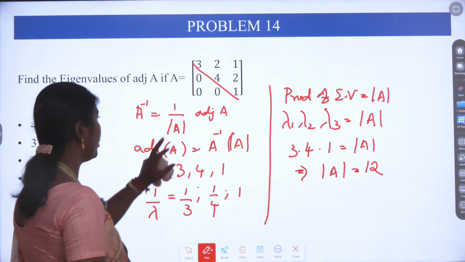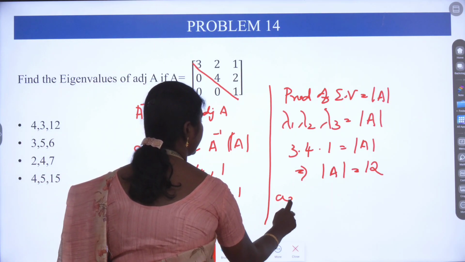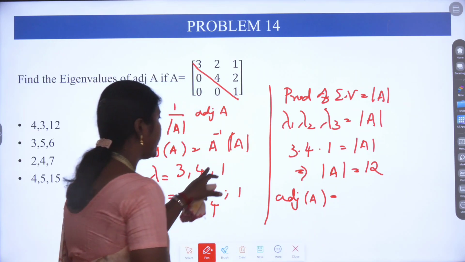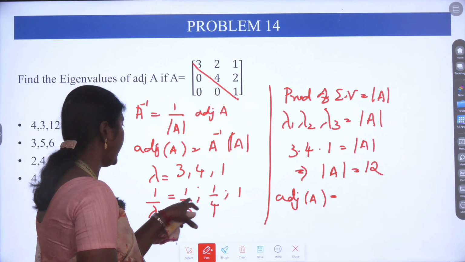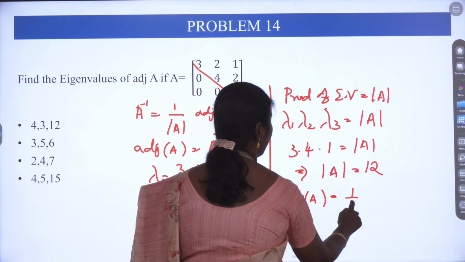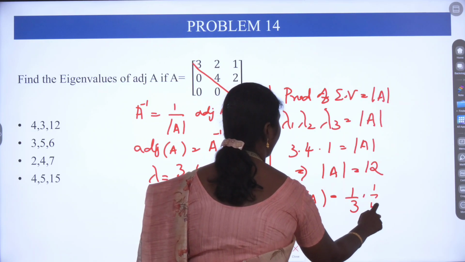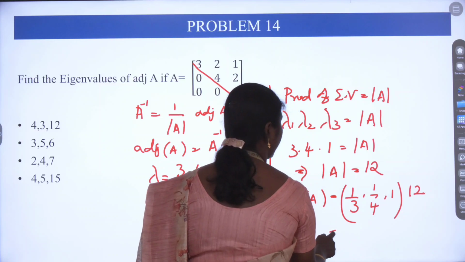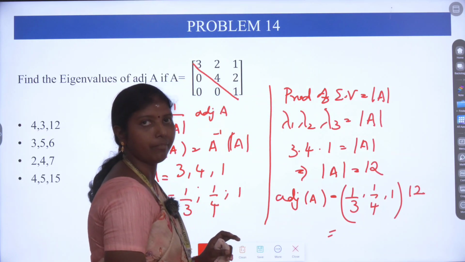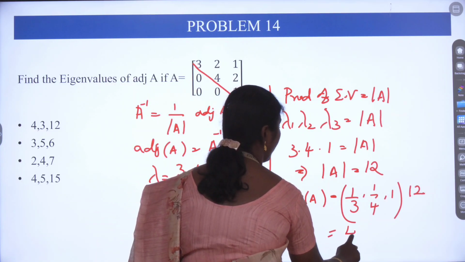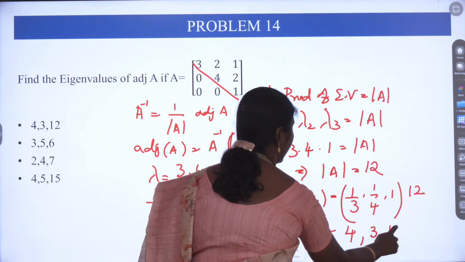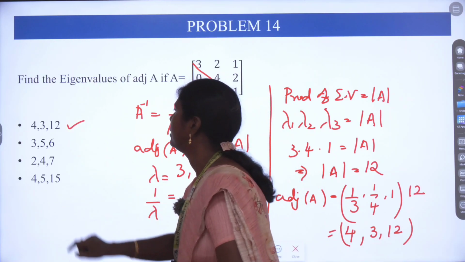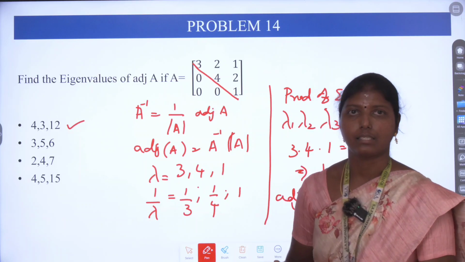Now substitute in the formula. So adjoint of A equal to A inverse times the determinant of A. A inverse eigenvalues are 1 by 3, 1 by 4 and 1, into the determinant of A which is 12. When I multiply with each eigenvalue, I will be getting 4, 3, 12. So this is the solution for the adjoint of A matrix.